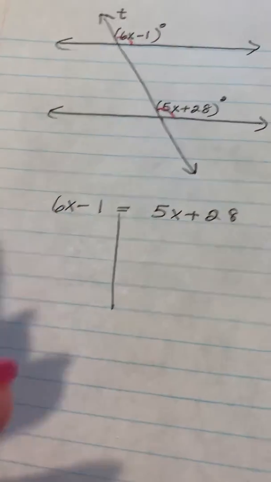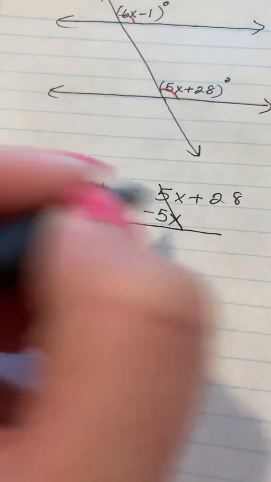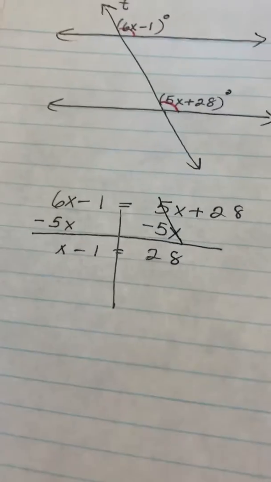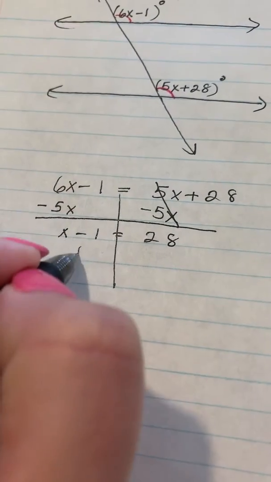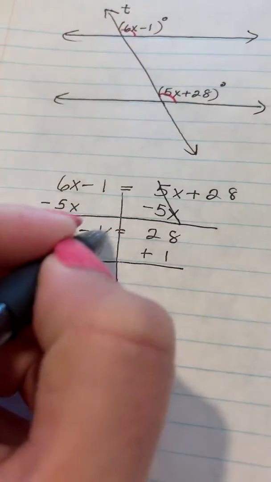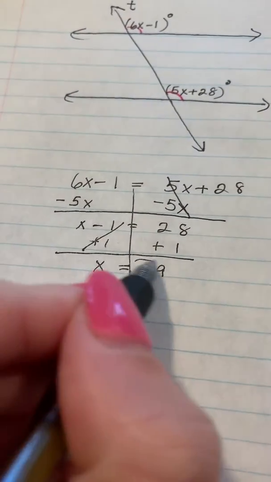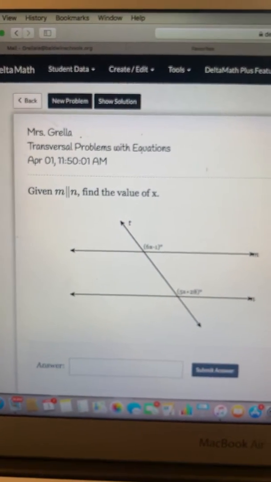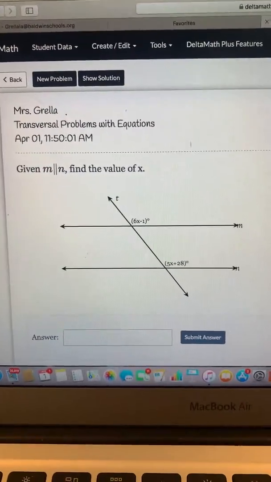If you recall from earlier in the year, we would move the smaller variable over using inverse operations. So that would leave us with 1x, or just x, and I would bring everything else down. So I would have x minus 1 equals 28. Then to get x alone, I would add the 1. So I get x equals 29. So that's my value for x. On Delta, I think it only asks you to find the value of x. Yep, it asks you to find the value of x. So that would be the answer we would input, and that would be correct.